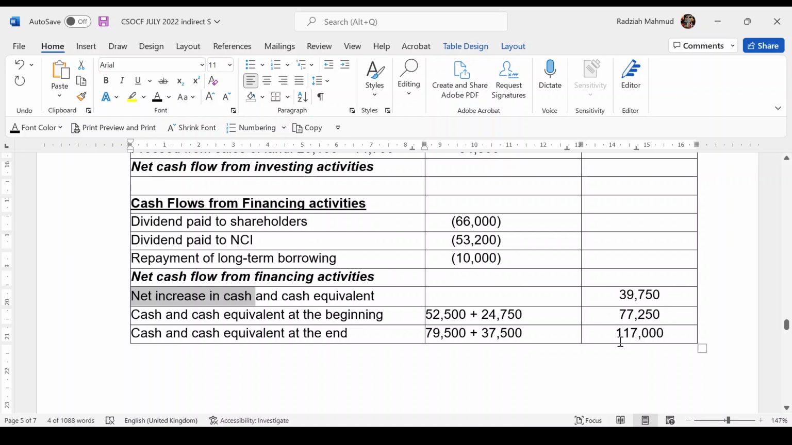Yeah, so in this case balance CD is more than balance BD. Okay, so therefore we work backward. 117 minus 77,250, you get 39,750, so it is positive. Therefore it is a net increase. Let's say you find a negative figure, so it means that it is a net decrease.